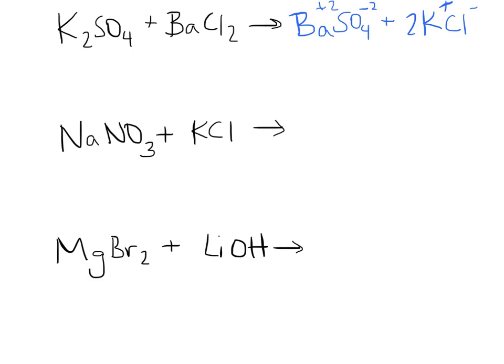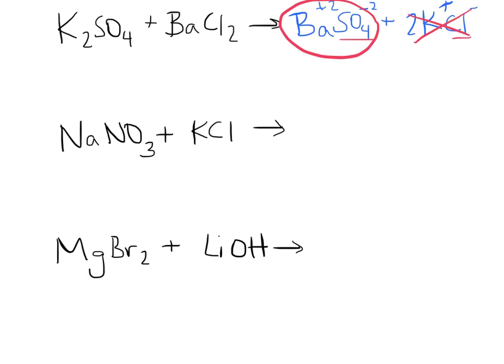So now we're going to look at those two products and determine if there's a precipitate. So, let's start with SO4. Sulfates are generally in the soluble column, but barium is an exception. It's insoluble, so this will form a precipitate. We have Cl. Cls are generally in the soluble column, and K is not an exception, so this will not form a precipitate.